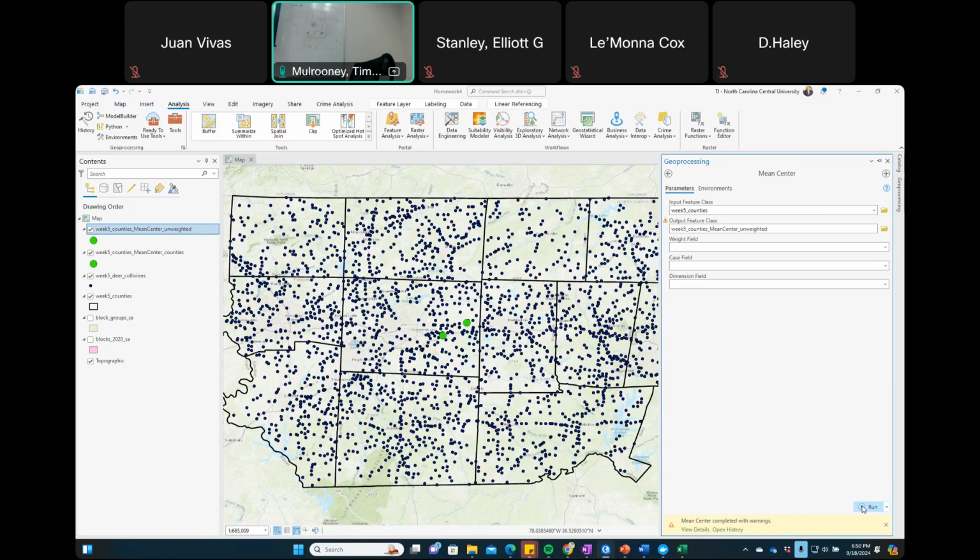Because we're using slightly different data, we're using different enumeration units of the same data. I bet you if you were to add up the population for the counties versus the block groups versus the blocks, it better add up to be the same thing or close to the same.